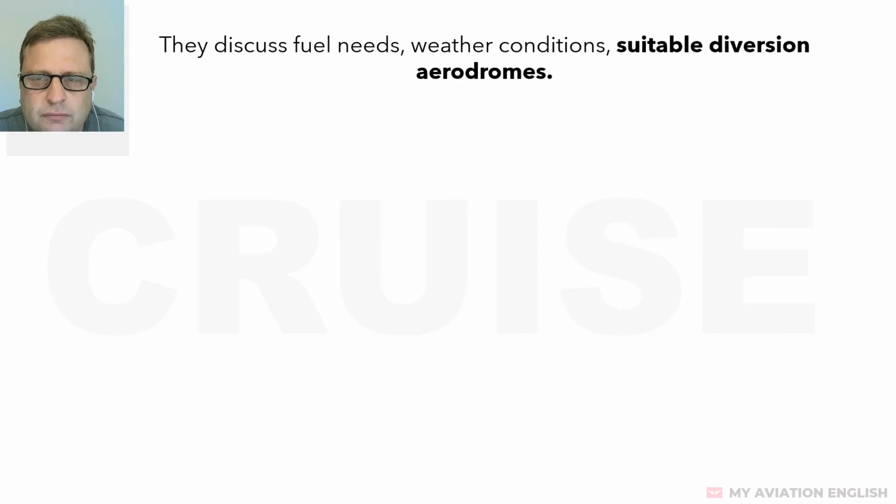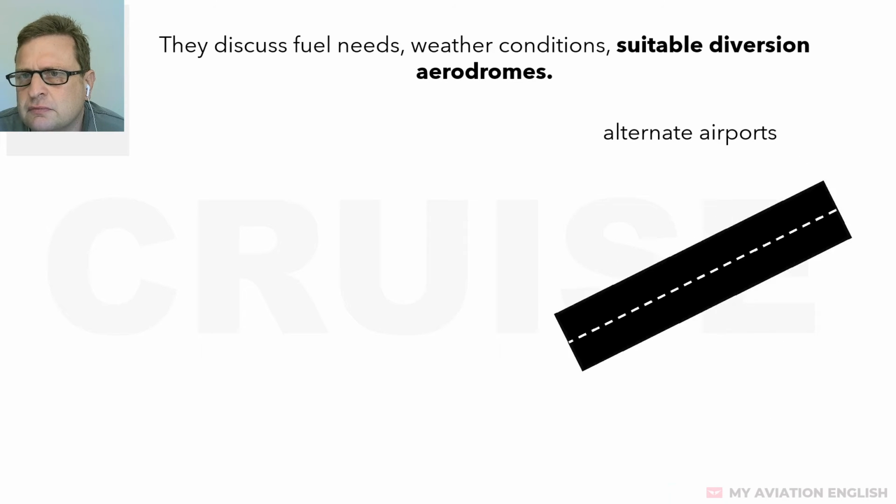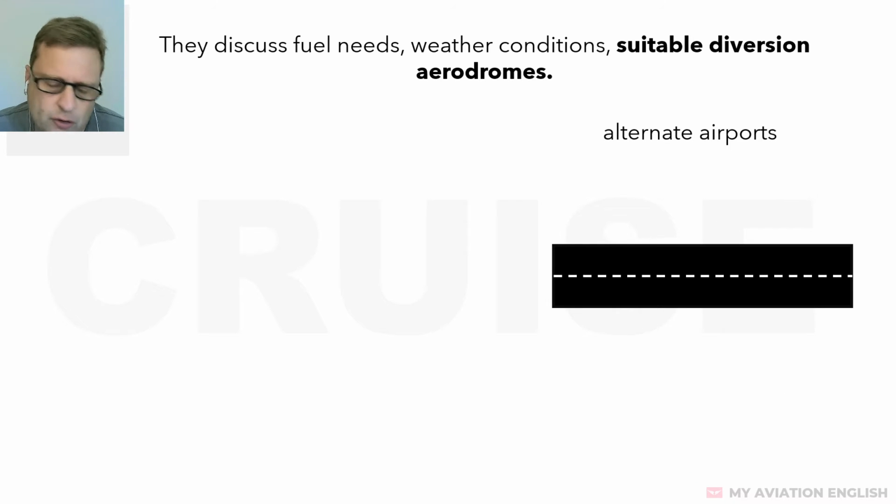Let's continue. Okay, suitable diversion aerodromes. Can you give me a synonym for that? It's quite easy. It's like Portuguese. In English, suitable diversion: the nearest airport to divert. Yes. Or alternate airports, aeroporto alternativo. A very simple synonym, okay? Appropriate diversion airports could be as well. Okay.